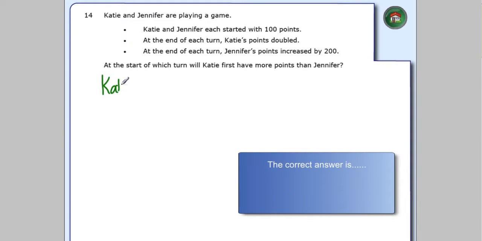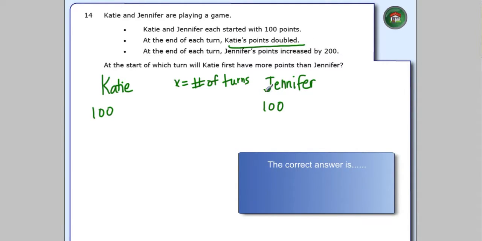All right, so let's make us a Katie and Jennifer table here. So they each start with 100 points. And then we'll say x is the number of turns. So then Katie will have 100 points, and at the end of each turn, her points are doubled. So what does that mean about her equation? Well, the number of points would start with the 100.